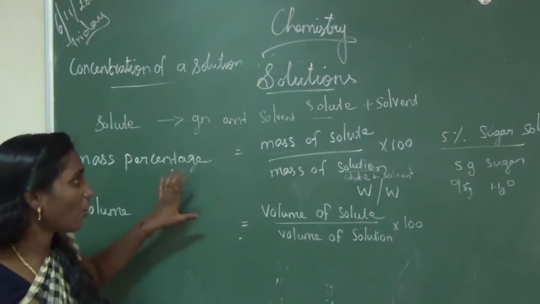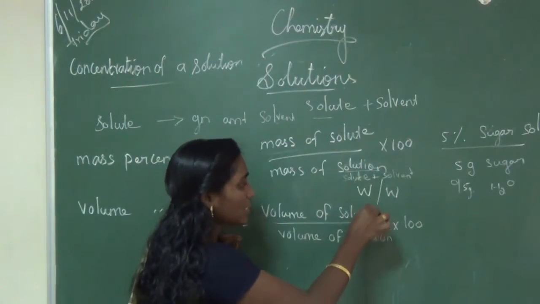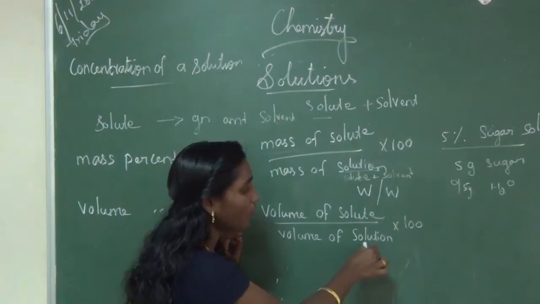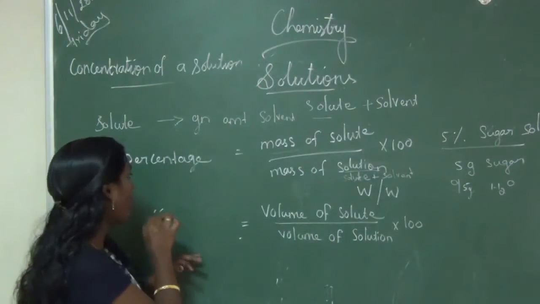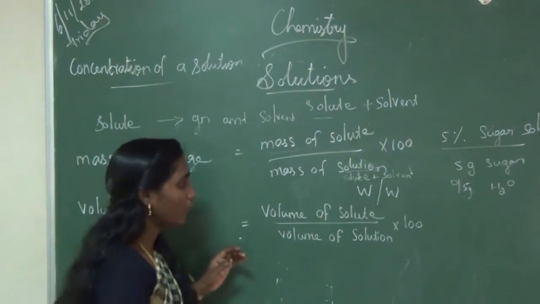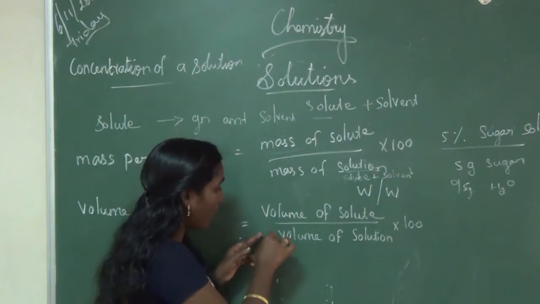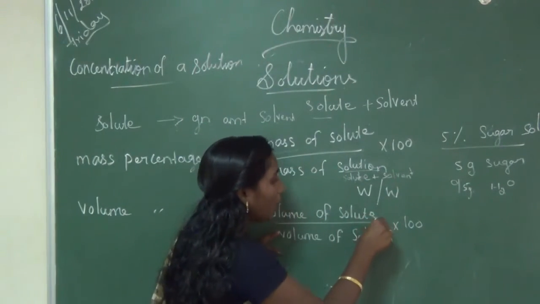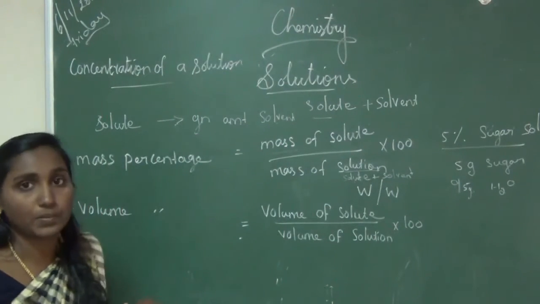Volume percentage of a solution is defined as the percentage by volume of solute present in a given volume of solution. Don't forget to write the word percentage. So percentage by volume of solute present in given volume of solution, that is the volume percentage.